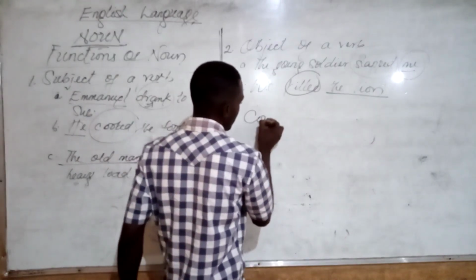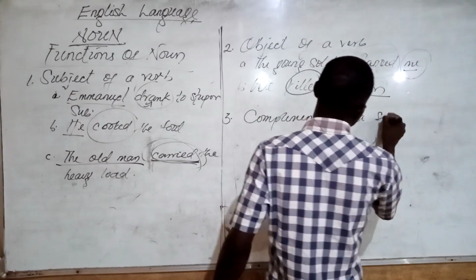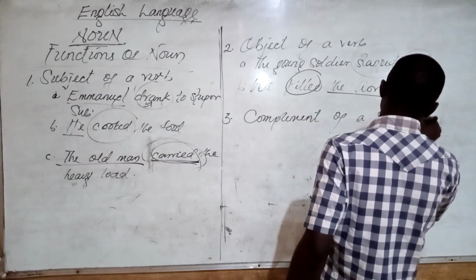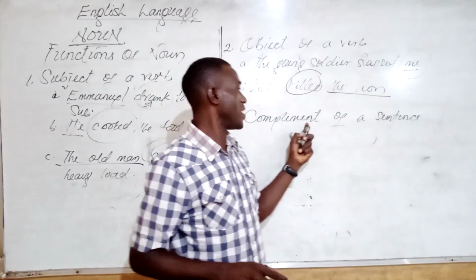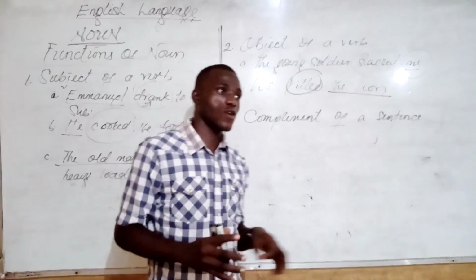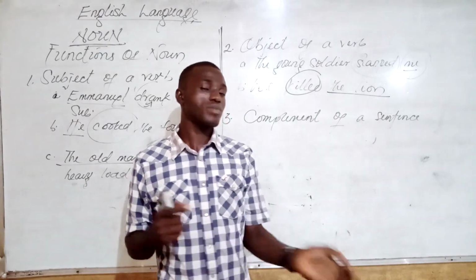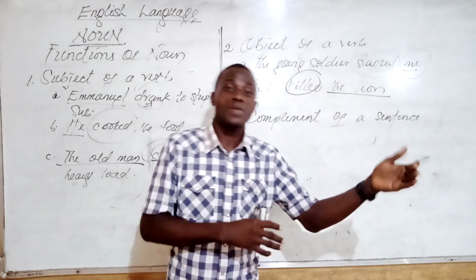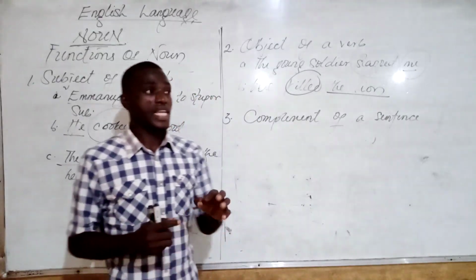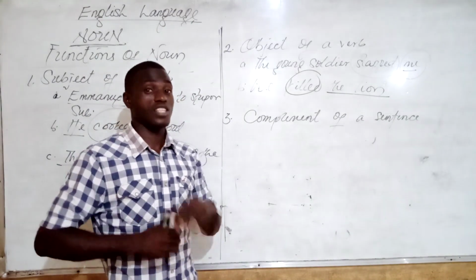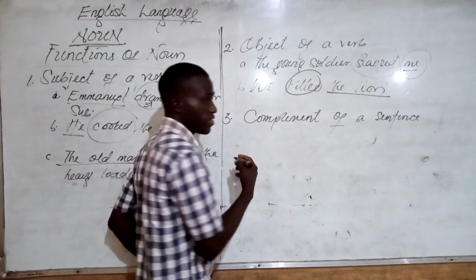Alright? Now the third function that the noun can perform is it can stand as the complement of a sentence. Now this position of complement could be in two forms. It could be an object complement or a subject complement. Now, here we are going to be talking basically about the subject complement. Alright, look at this. For example, you see something like this.